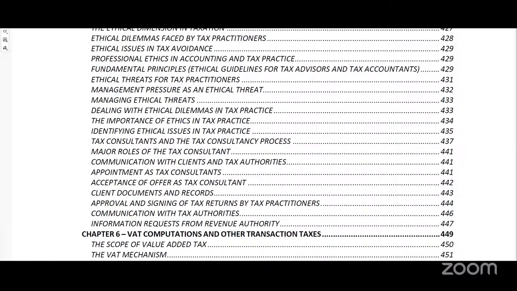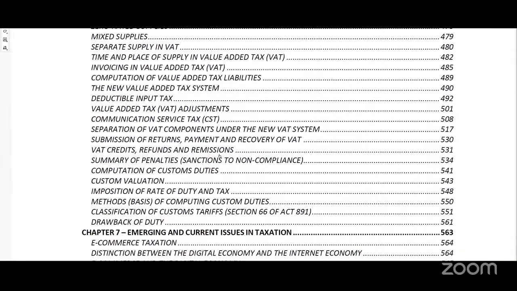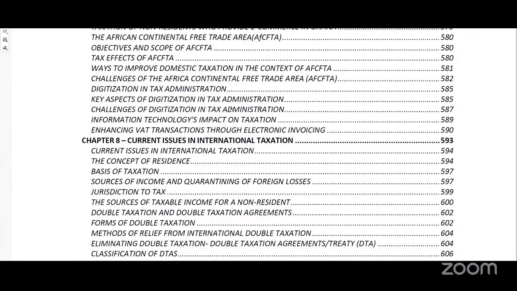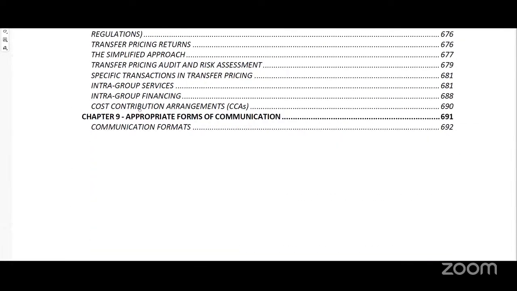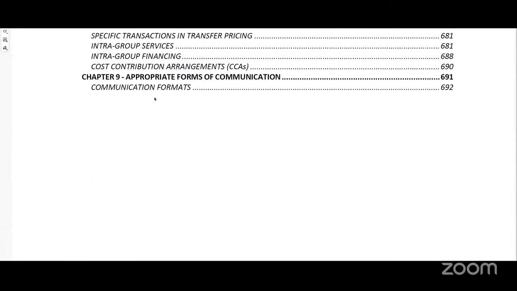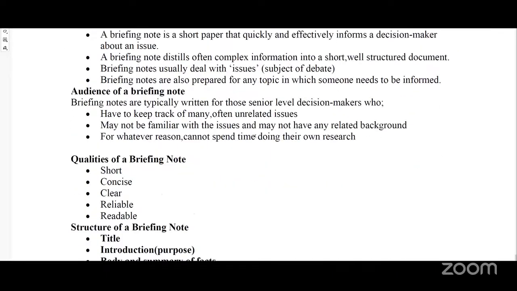So this is how the books look, and they have been arranged exactly according to the syllabus. Emerging and current issues: you can see current issues in international taxation, appropriate forms of communication. I teach you how to write a briefing note, a briefing paper, writing a letter. You see where it took me? Audience of a briefing note.